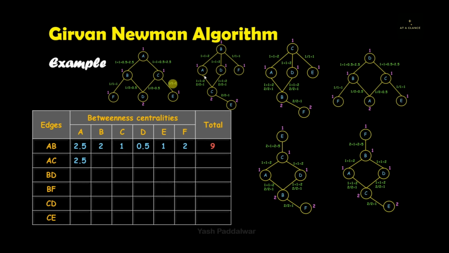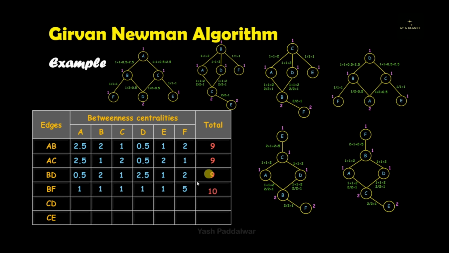Similarly, we have to do it for AC. From all the graphs, the weights of the AC will be written under the respective root node column for the edge AC, and after filling that, finally we'll have to sum up all the values. So you can see that the values are 2.5 for node A, 1 for node B, 2 for node C, 0.5 for node D, 2 for node E, and 1 for node F. This is for the edge AC, and the total comes out to be 9. Similarly, we'll have to do it for BD, BF, CD, CE also.